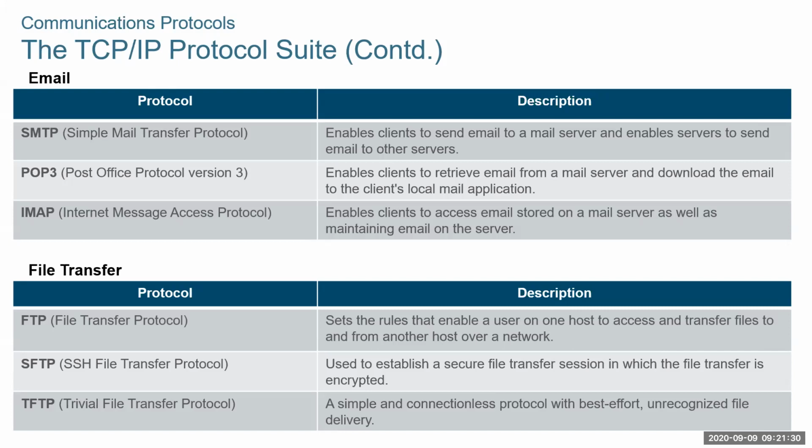TFTP rather, is just a connectionless, best effort, unreliable file delivery. So the only place you tend to see TFTP now is probably in your Cisco networks. A lot of times you will use this to load up Cisco IOS images and transfer those across that kind of thing. It's a very simple FTP server. However, again, it's there with best effort. So if you drop a packet or something happens along the way, you got to start the file transfer all over again.